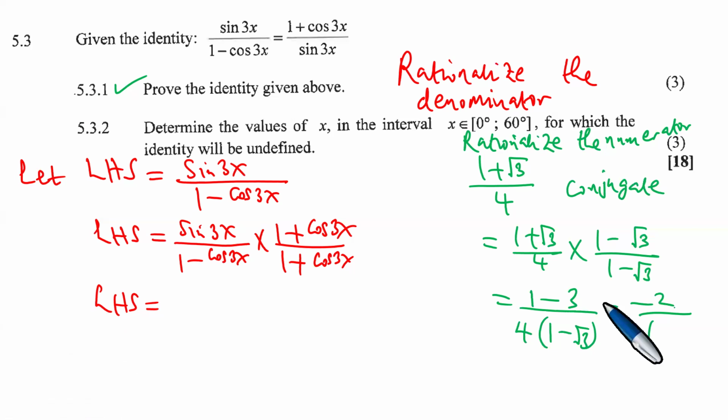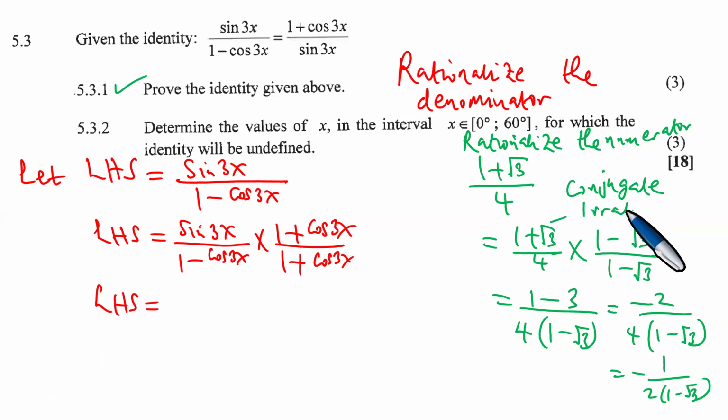Right, so you get 1 minus square root of 3. Divide right through by 2, which is minus 1 over 2, 1 minus square root of 3. Okay, so this would be an example of us rationalizing the numerator. If you're rationalizing the numerator, it means the numerator was irrational, and we have made it rational.